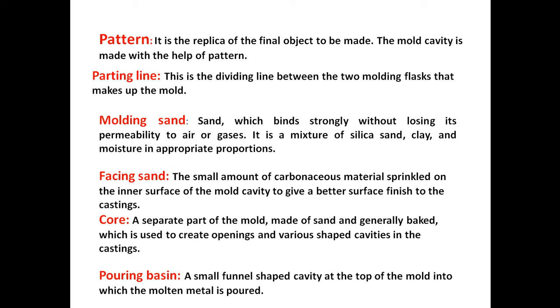Facing sand: some carbonaceous material sprinkled inside the surface of the mold cavity. For better surface finish, what happens is, if the molten metal solidifies against plain molding sand, there is a chance that some projections of sand get into the molten metal, that is, some projections of sand end up in the casting. So in order to have a very good surface finish, we use a facing sand, which is a smooth sand.